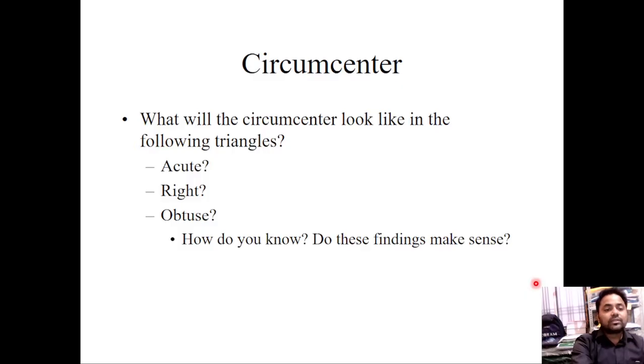What will the circumcenter look like in the following triangles? Acute, right, obtuse. How do you know? Do these findings make sense? You have to think and solve this question.